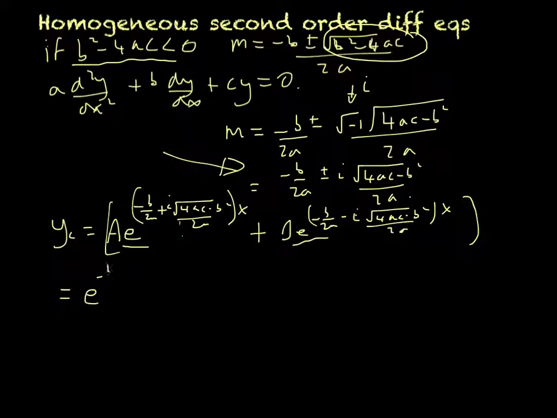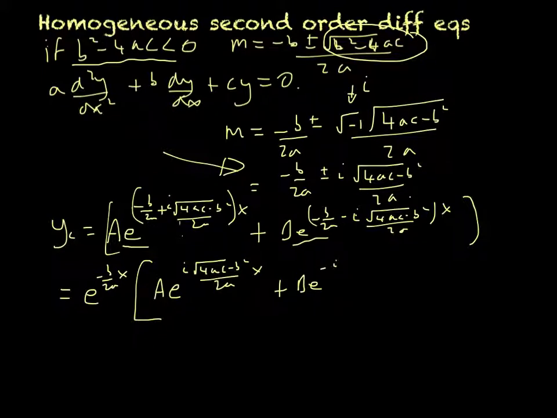So e to the minus b over 2a x, all times by, and what we're left with is a e to the i root 4ac minus b squared over 2a x plus b e to the minus i square root 4ac minus b squared over 2a x. Now, what can we do with this? This can be written in a different way as well.